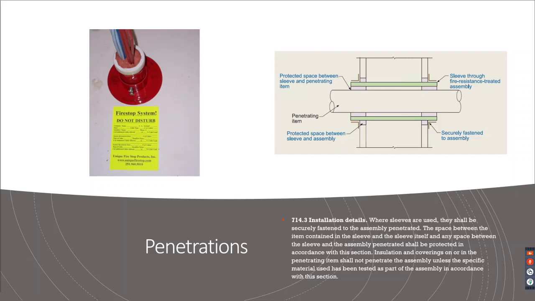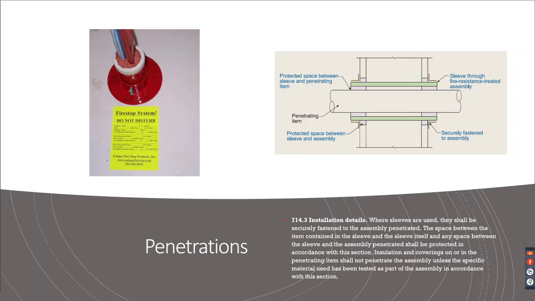When looking at the details where sleeves are used, they shall be securely fastened to the assembly that they penetrate. You can see an example of that in the picture on the left. The space between the item contained in the sleeve, so like in the picture, you've got the sleeve and then the items inside of it, that space in between, and any space between the sleeve and the assembly that is penetrated, the wall, the horizontal assembly, etc., shall be protected in accordance with this section, 714.3.